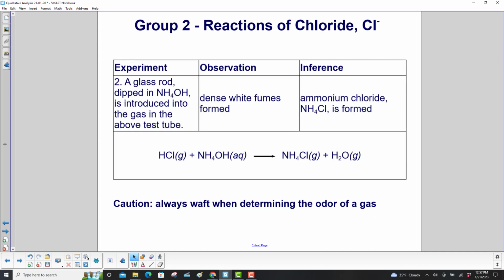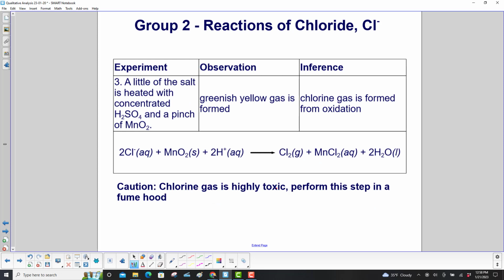2. A glass rod dipped in ammonium hydroxide is introduced into the gas in the above test tube. Dense white fumes are formed. Inference: ammonium chloride is formed. Again, always waft when determining the odor of a gas. 3. A little of the salt is heated when concentrated sulfuric acid is added, along with a pinch of manganese dioxide. A greenish-yellow gas is formed. Inference: chlorine gas is formed from oxidation. Caution: chlorine gas is highly toxic.